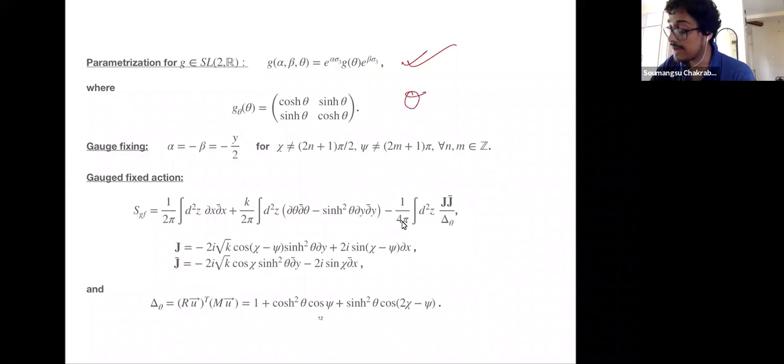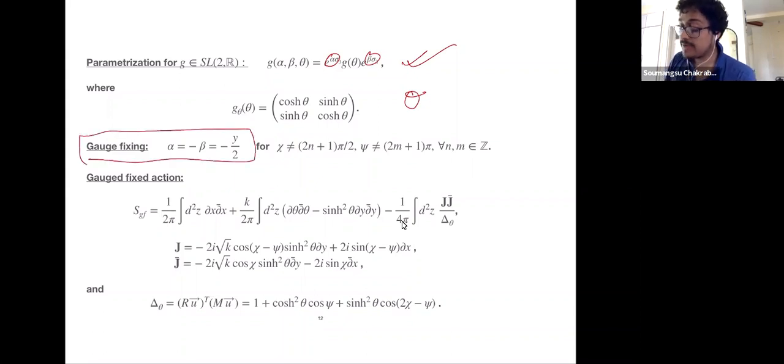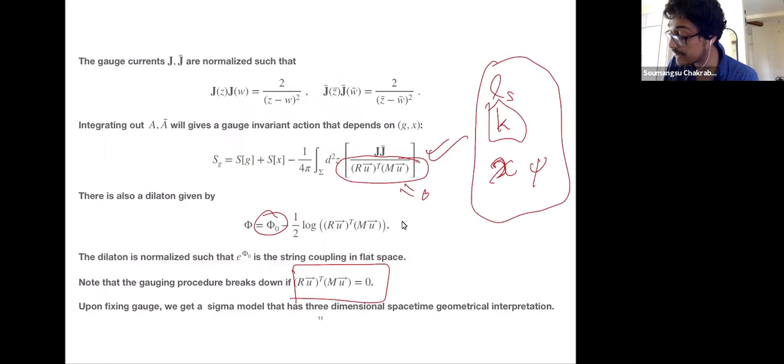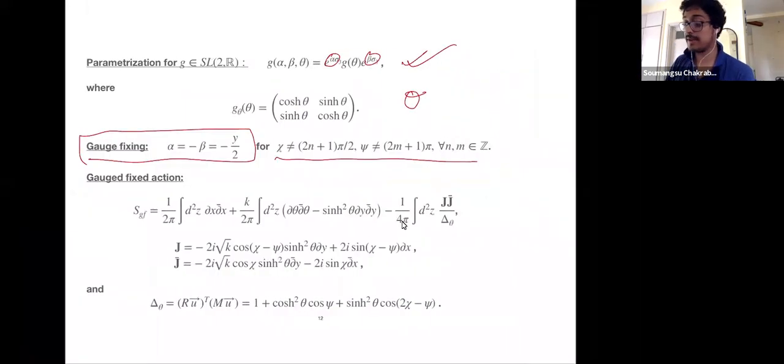Theta is kind of the radial direction. Theta can go from 0 to infinity, and these alphas and betas are the two other parameters. I choose this particular gauge fixing, and this gauge fixing will break down for these particular values of chi's and psi's, because this denominator will become 0. Other than that, everything is fine. Now we have the parameterization. We plug it into the gauge action, and this is what we get.